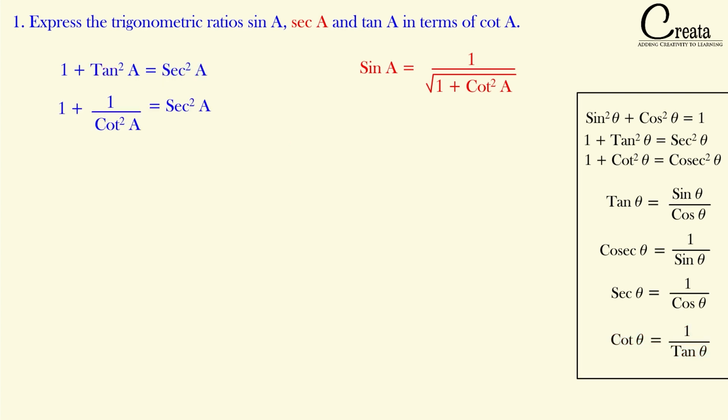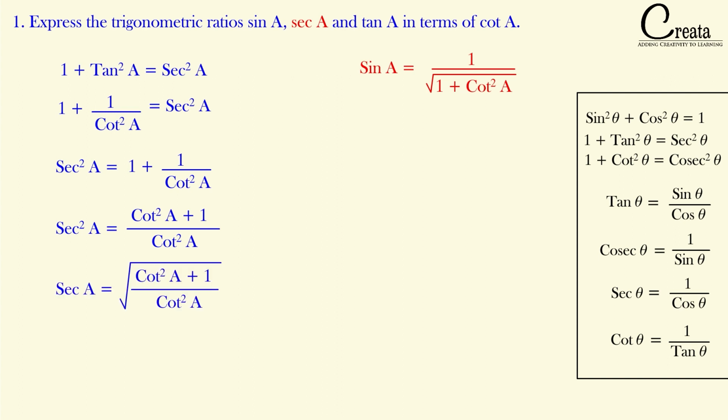Let's replace 10 with 1 upon cot A. We got sec square A is equal to 1 plus 1 upon cot square A. Let's take the LCM as cot square A. We got cot square A plus 1 upon cot square A.